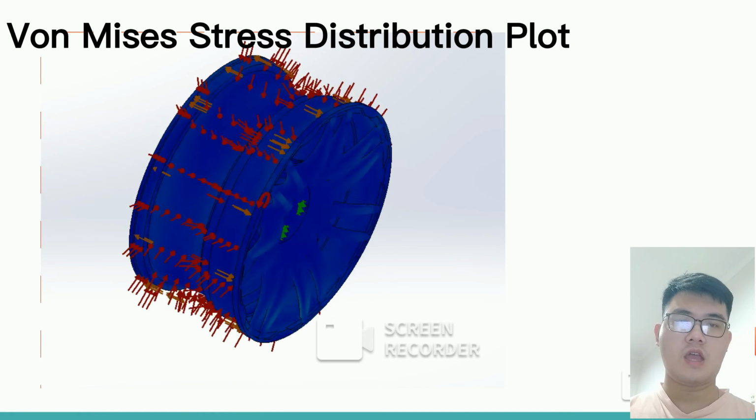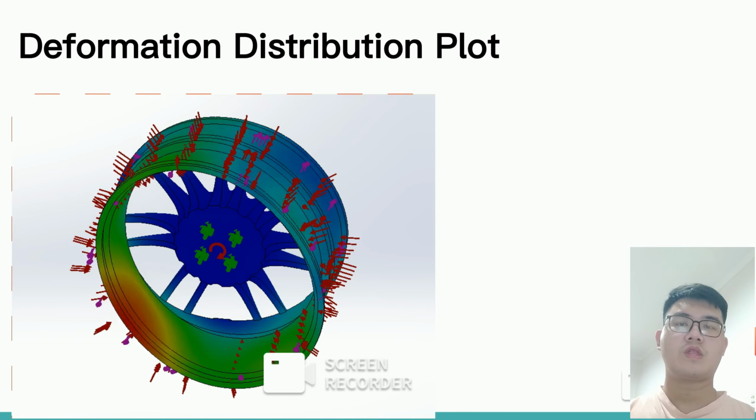Next is the deformation distribution plot. As you can see, there is a red region spotted at the lower part of the rim, and the highest deformation on this rim is 0.4237 mm. The lowest deformation represents the blue region, which is 1 exponent negative 30 mm, which we can assume as 0. This simulation shows that the wheel rim can support well even when carrying 4 passengers moving at 80 km per hour.